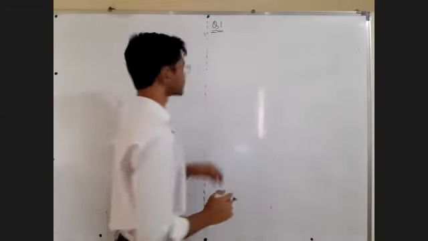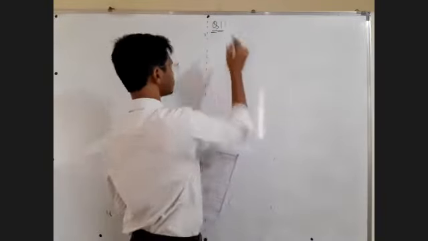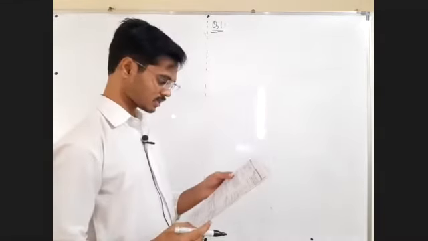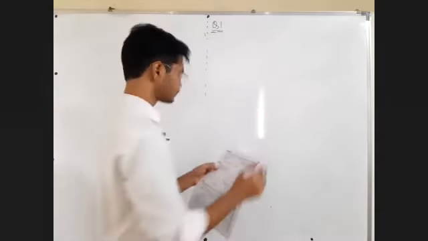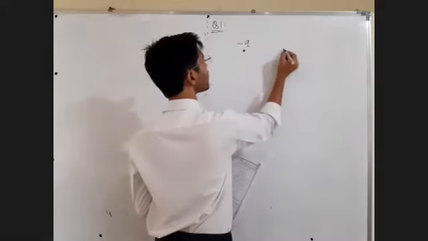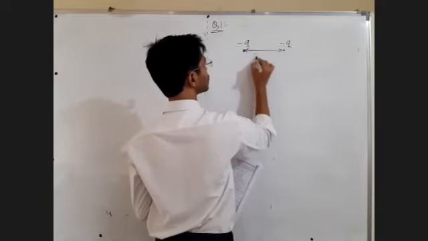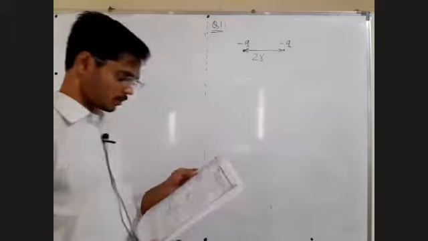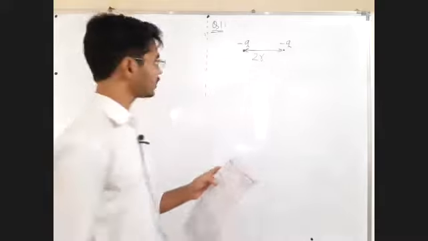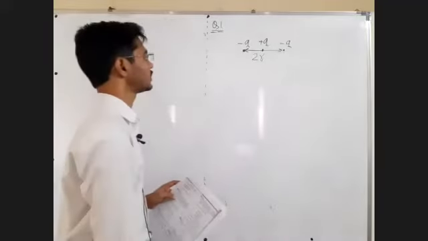Yes, sir. Question number 11. Let us solve question number 11. Two negative charges, each of magnitude small q, are situated at 2r distance apart. So let us write minus q as the first charge, minus q as the second charge, distance between them as 2r. A positive charge, small q, is lying at the center between them.